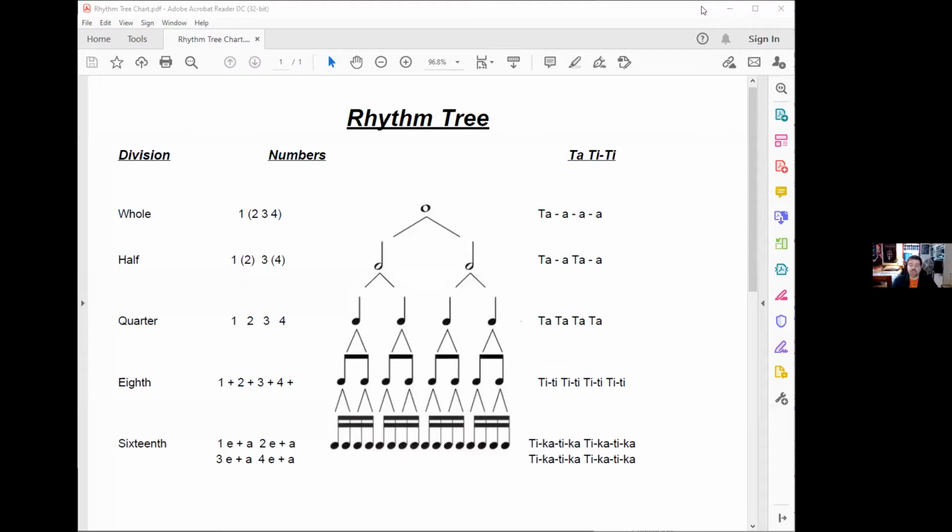So as you can see here on this chart, this is what I like to call, and what other people call as well, the rhythm tree. Essentially it's a way of taking a look at how each of your rhythmic divisions break down. We're looking at our whole notes, half notes, quarter notes, eighth notes, and 16th notes, and we're not breaking them down into triplets or 32nd notes or 64ths just for sake of sanity for today.